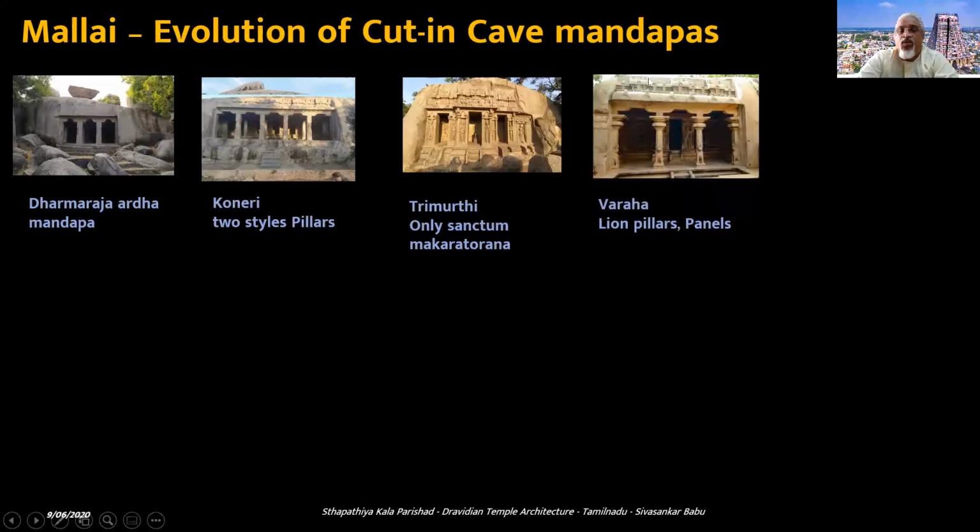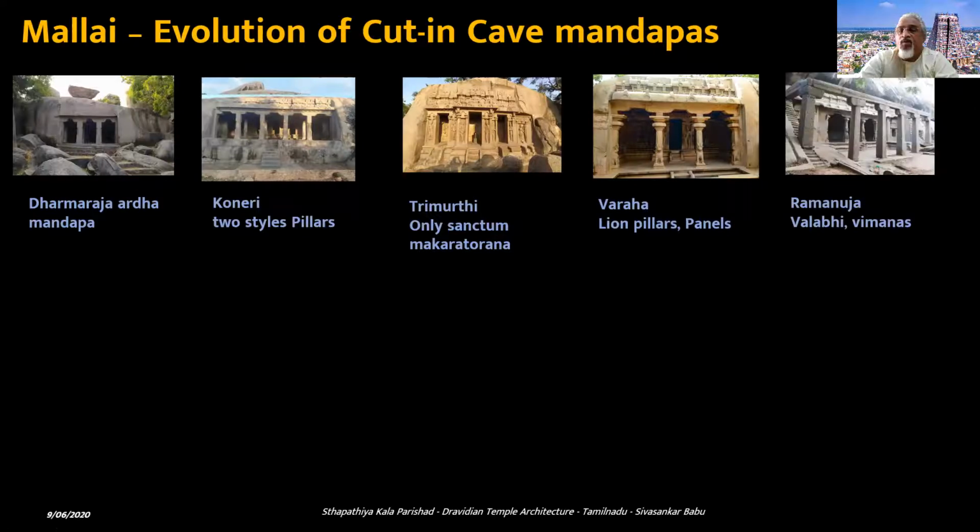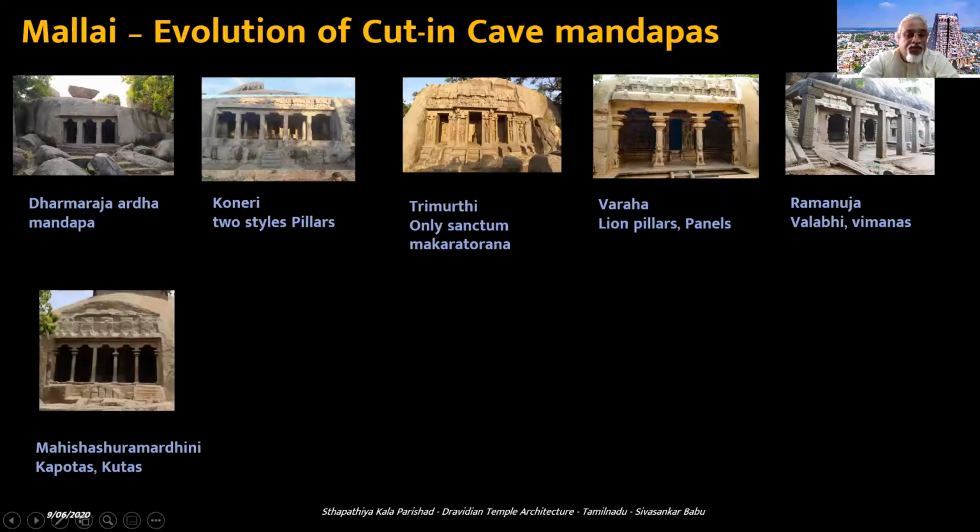Now, Varaha is a pinnacle, with excellent, well-developed pillars, and then panels start appearing on the walls, and the roof part is well developed. In Ramanuja Mandapa, it is extensive, and Vallabhi and other things are well developed inside, like any other normal temple. The Vimana portions start coming, and replicas of Vimanas are there. The Mahishasuramardini cave has very good kapotas, kutas, and other things, very finely developed. And then the sculptures are the ultimate in the Mahishasuramardini cave.